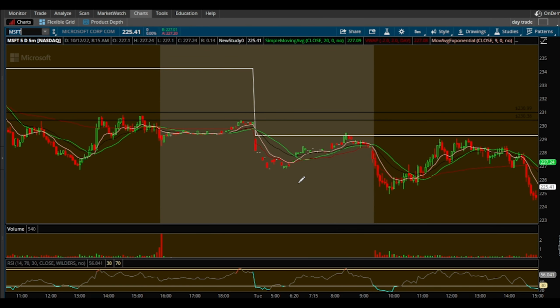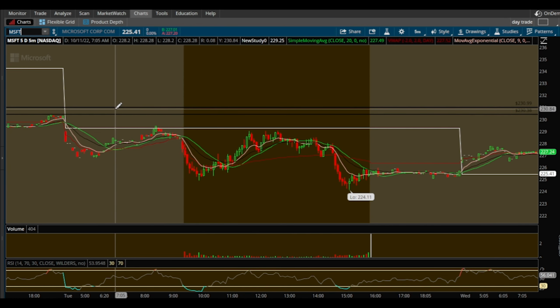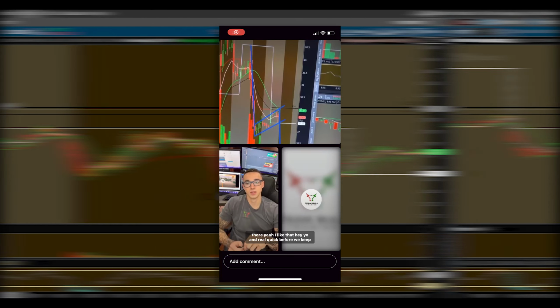Another level that was on my watch list was this Microsoft reject. As you can see here, this was my area I was looking to reject, pick up some puts on Microsoft. It never reached this area. Oh well. The trade didn't confirm. We didn't trade it. No big deal. It happens. And that's my watch list.